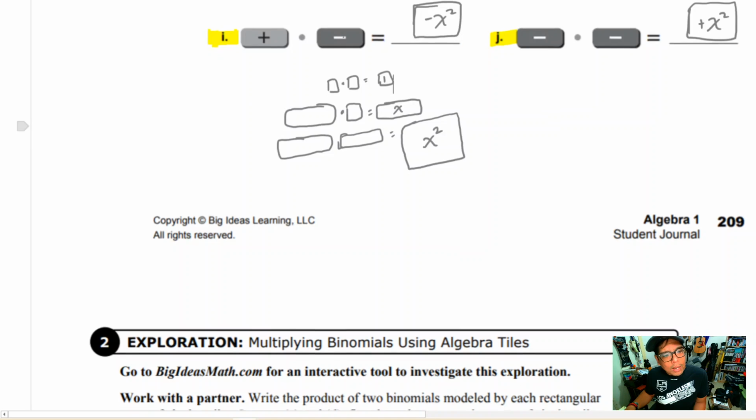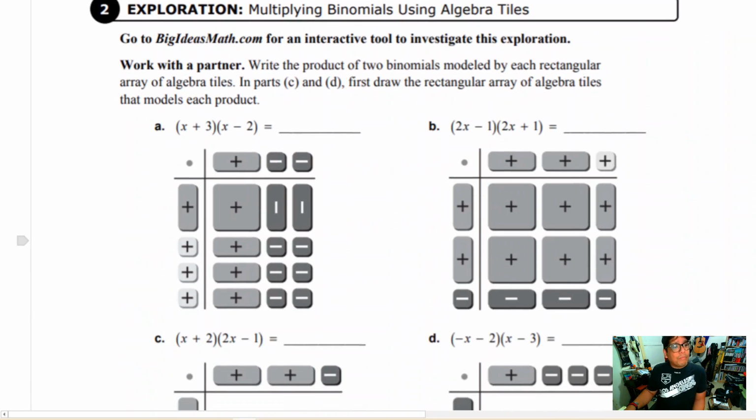This is not actually the way I look at it when I do algebra tiles. Here's my algebra tile set. And this says I'm going to be multiplying x plus 3 by x minus 2. So here's my x plus 3. Notice we have one x tile and 3 unit tiles. And then we've got an x minus 2, and that is one x tile and 2 unit tiles.